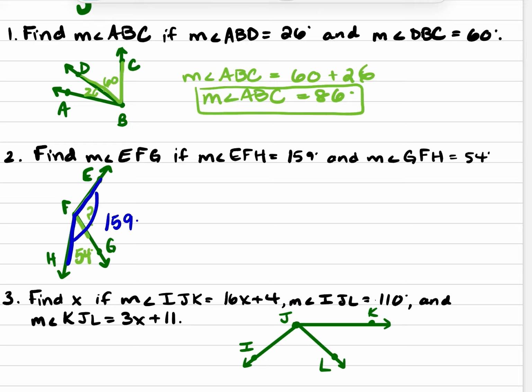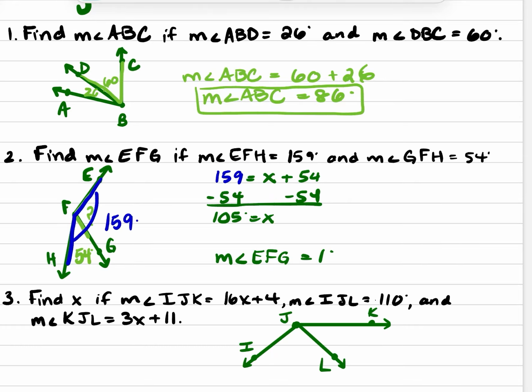So my biggest angle is 159, and that's equal to what I'm solving for, I'll call it x, plus GFH, which is 54. So we were given the biggest angle and we're finding essentially the medium angle. So if I subtract 54 from 159, I'm left with 105 is equal to x. So the measure of angle EFG is 105.